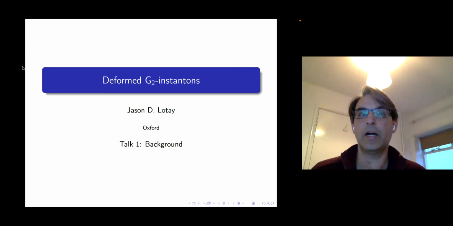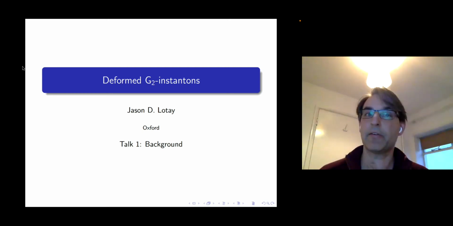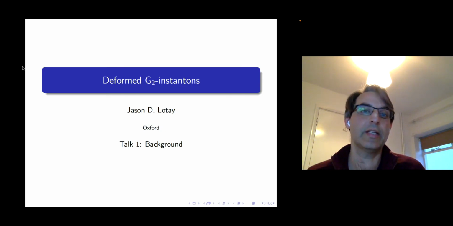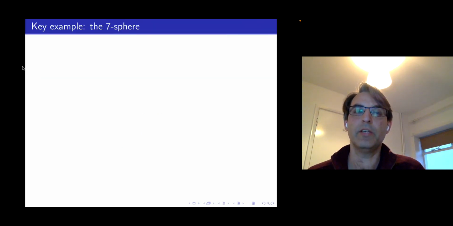In this talk, I want to describe the necessary background to understand deformed G2 instantons and to give some simple examples. So to set the scene, it's going to be useful to think about one key example, the 7 sphere, and this will be useful for this whole series of talks.